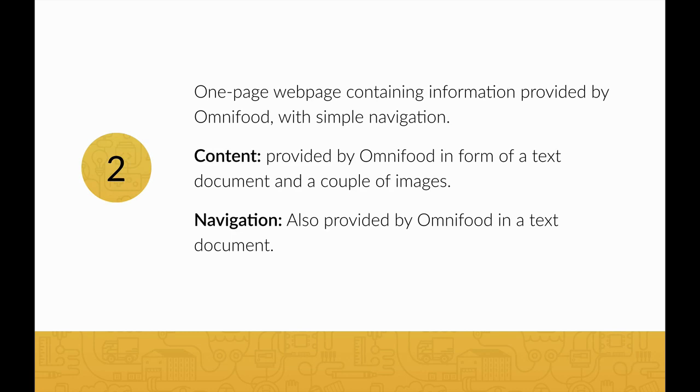Now, step 2 was about planning the website. We will build a 1-page web page containing all the information provided by OmniFood, with a simple navigation to guide us through the page. And the content was provided by OmniFood in form of a text document and a couple of images that you already downloaded to your computer. And the navigation was also provided by OmniFood in that text document. We will look at all of that once we start building. And a sitemap is not necessary in this case because we're talking about a relatively small 1-page website here.